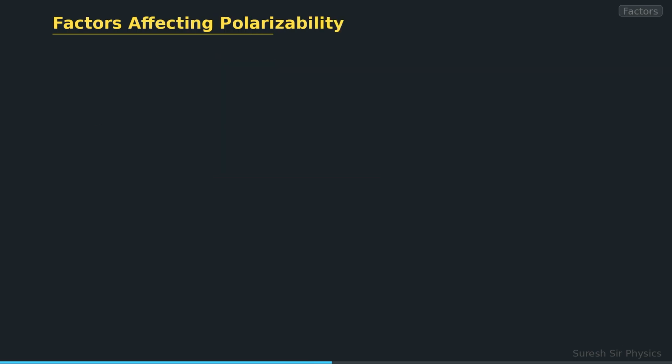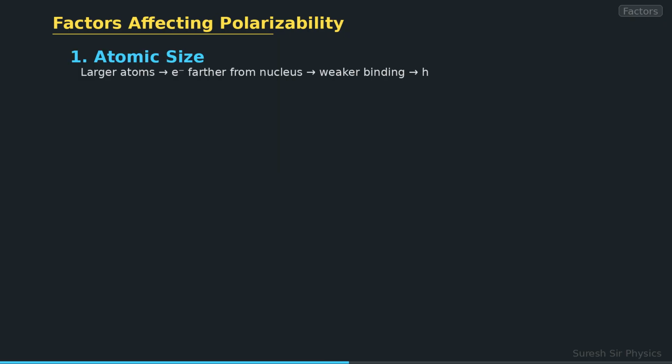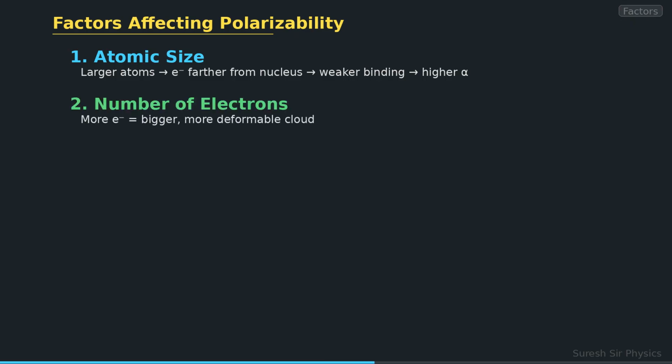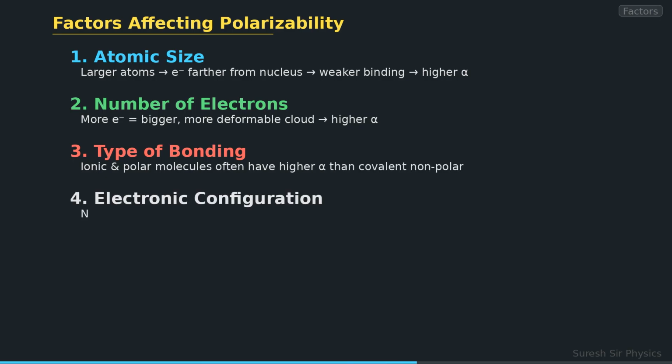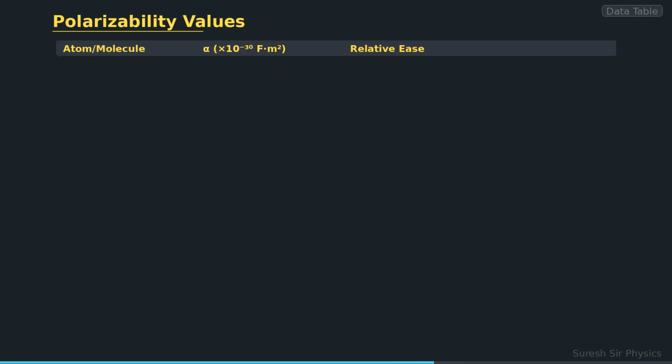Next we will see factors affecting polarizability. Atomic size. Larger atoms have electrons farther from the nucleus, leads to weaker binding, leads to higher alpha. Number of electrons. More electrons equals bigger, more deformable electron cloud, leads to higher alpha. Type of bonding. Ionic and polar molecules often have higher alpha than covalent non-polar molecules. Electronic configuration. Noble gases have very low alpha. Closed shells are hard to deform.